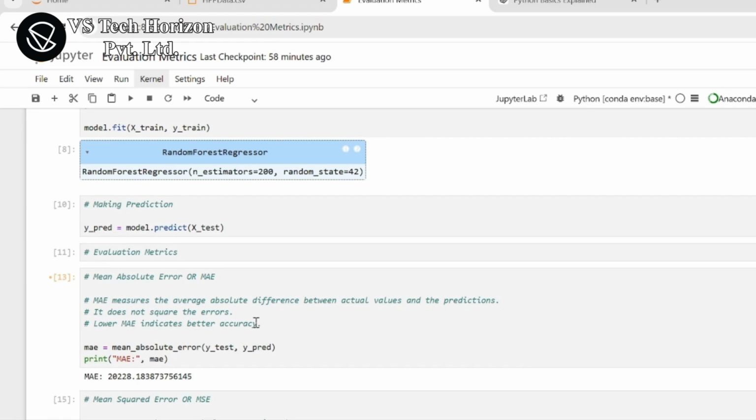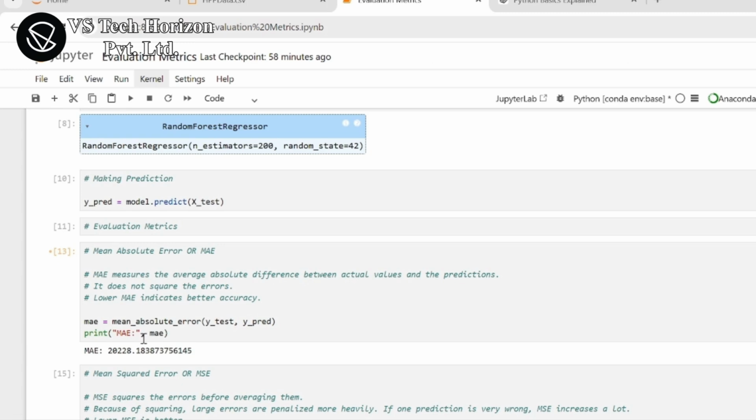If a house price is like 2 lakhs, then our model will predict around 1 lakh 82,000 or 2 lakh 17,000. In our case, the mean absolute error is the following figure. So this means on average our prediction is off by this following figure.